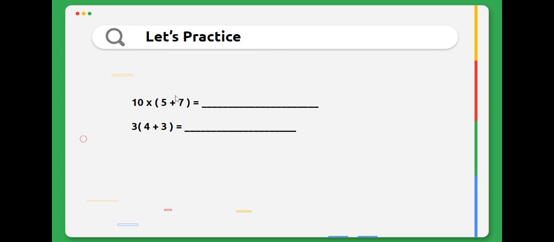Okay, let's try this. So I'm going to distribute. Distribute means to give out, to share. So I'm going to say 10 times 5 plus 10 times 7. Good job. And here I'm going to say 3 times 4 plus 3 times 3. Okay, it's your turn. Go ahead and try. Then come back here and see if you got it right.